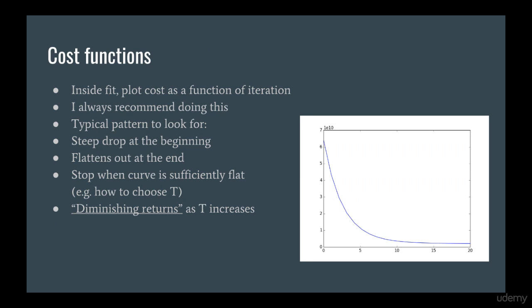Inside your fit function, you would plot the cost as a function of iteration. I always recommend doing this, no matter what algorithm you're looking at. In general, you always want the cost to converge. The pattern you typically see is that there is a steep drop at the beginning, and it slowly flattens out as the number of iterations increases. To choose the number of iterations, you want to stop when the curve is sufficiently flat. You might recognize this as a diminishing return scenario. The returns diminish because at the beginning, we reduce the cost by a lot in just a few iterations. At the end, we can do a lot of iterations, but we reduce the cost by almost nothing.